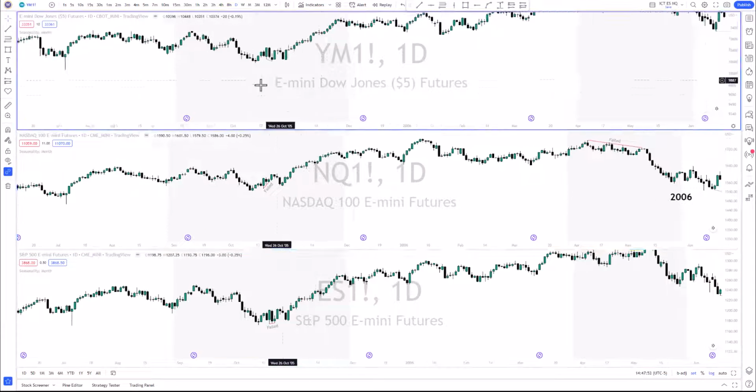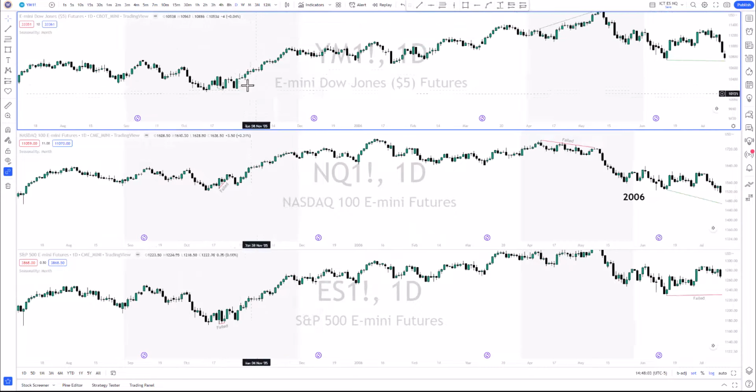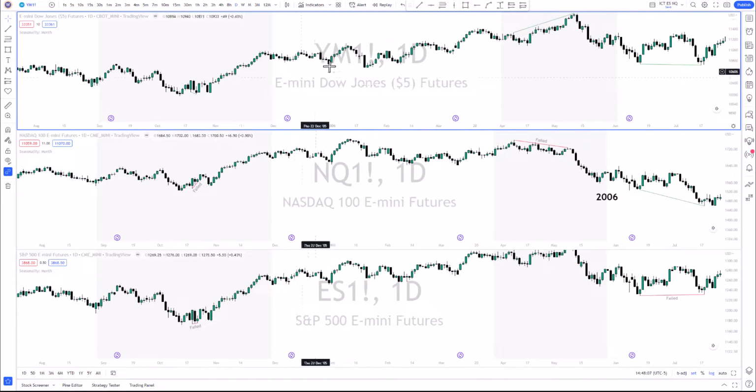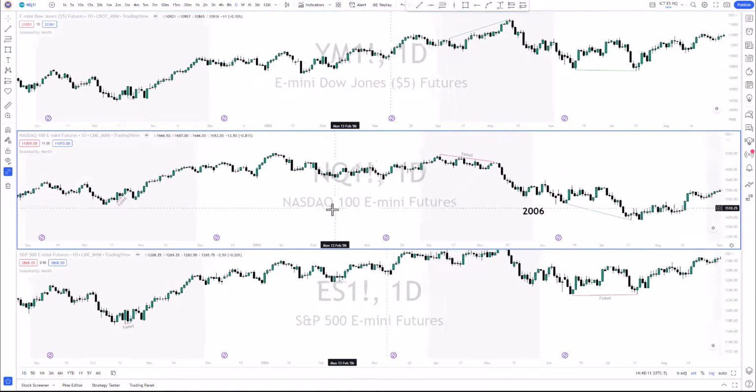In the fall, this one wasn't as clear to see, but we failed to make a lower low in the NASDAQ and the S&P, and we made the lower low in the Dow, and then we basically ran for the next 6 months after that.